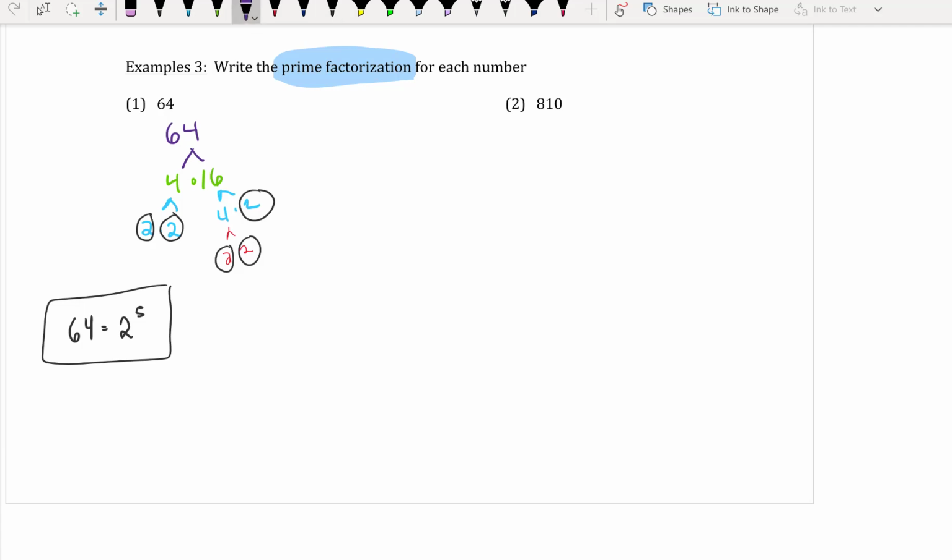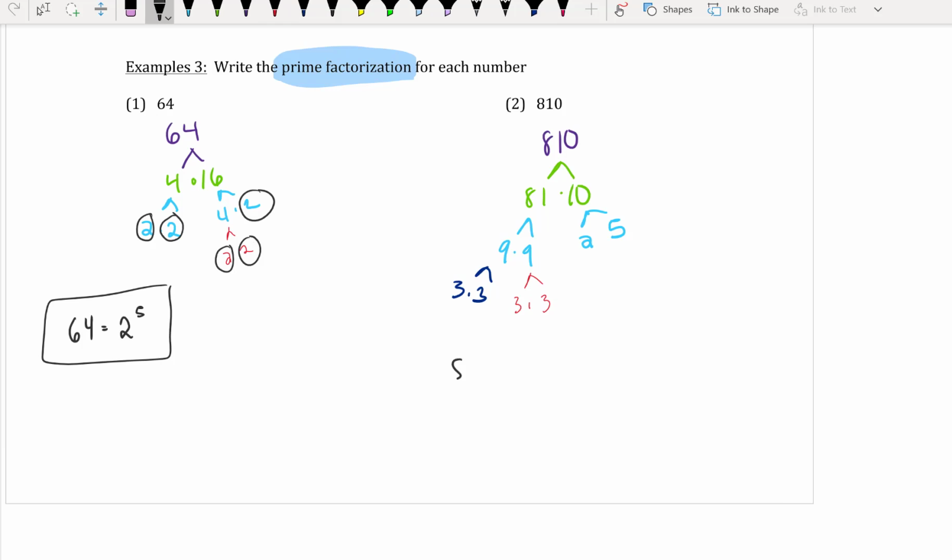Now let's go ahead and look at the number 810. Well, I already know, since it ends in a 0, that this can be 81 times 10. And I know that 81 can be broken down. I'm just going to choose a different color here. 81 can be broken down as 9 times 9. And 10 can be broken down as 2 times 5. Now, if I look at 9, well, that's 3 times 3. And this 9 is also 3 times 3. And that's as far as I can factor these numbers.